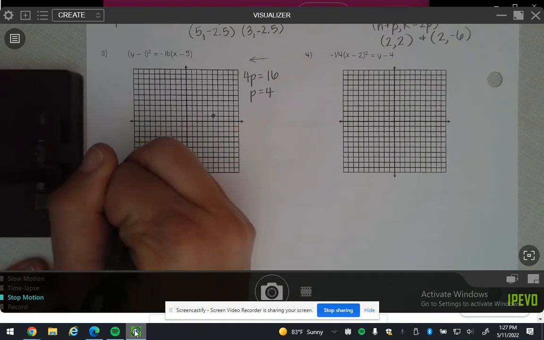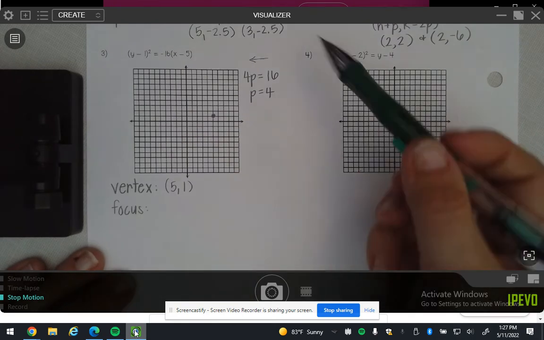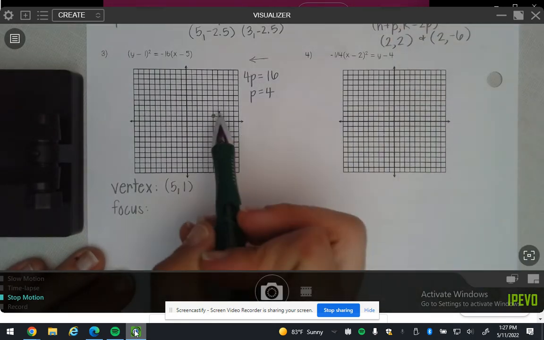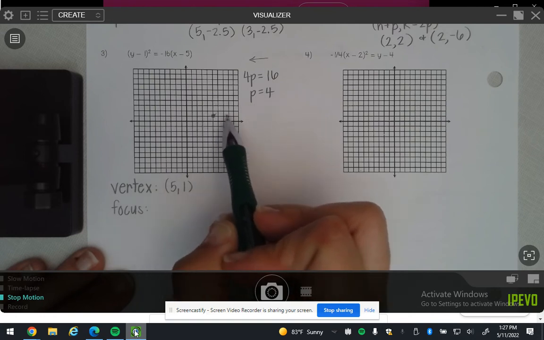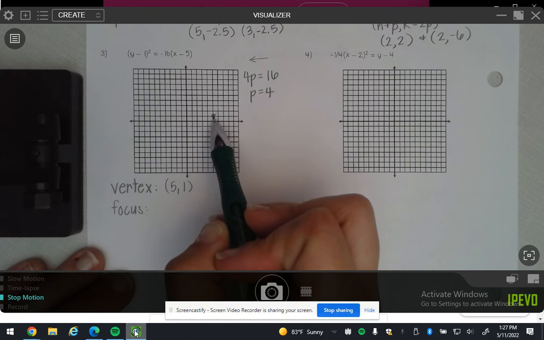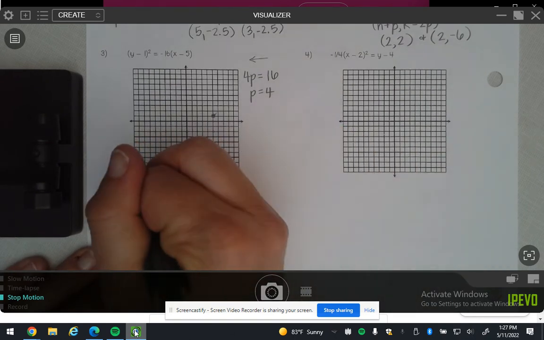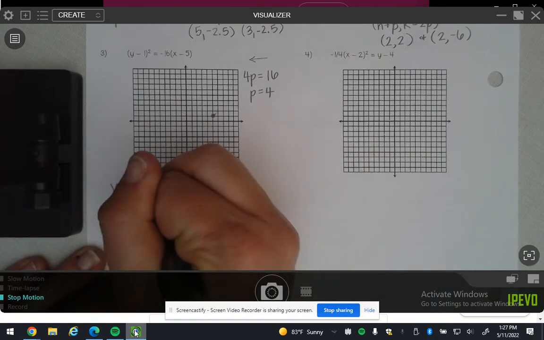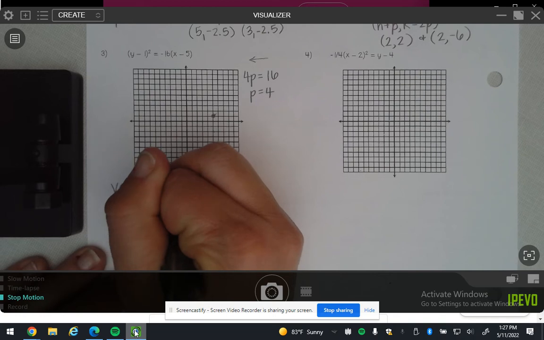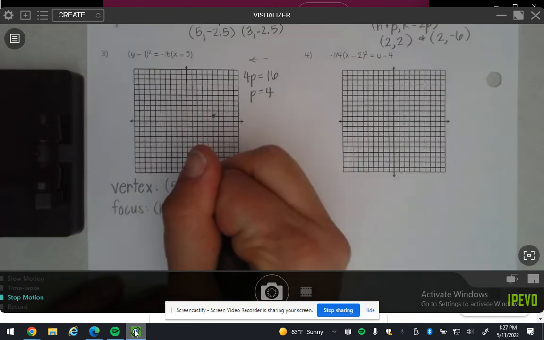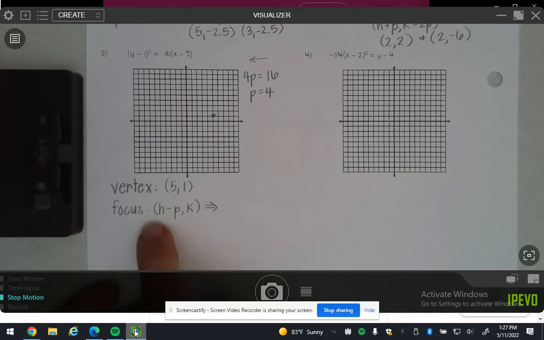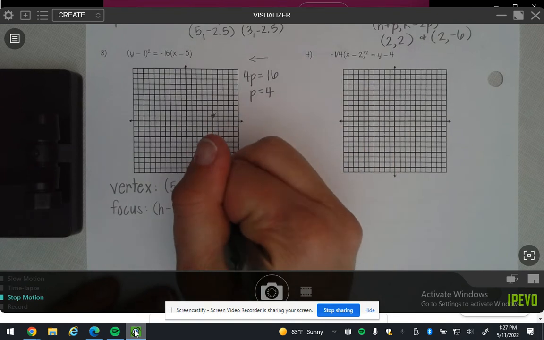Now I have to find my focus. If I'm opening left, my focus is on this same line. Is my focus going to be up, down, left, or right of my vertex? Left, because that's the direction it goes. So it means my Y value is going to stay the same. So it's going to be H minus P, comma K. Why am I subtracting P? Because I'm going left. So my focus, H is 5. 5 minus P, which is 4. My focus is at 1, 1.